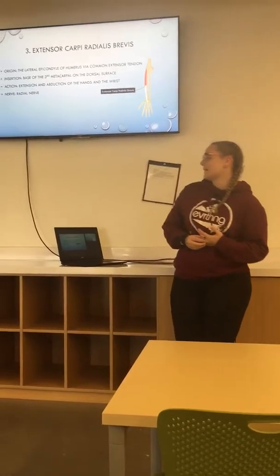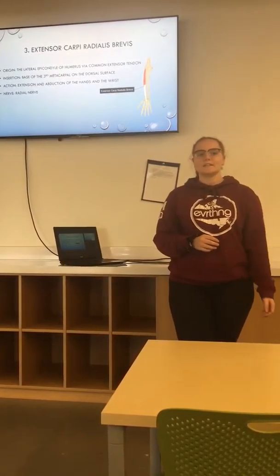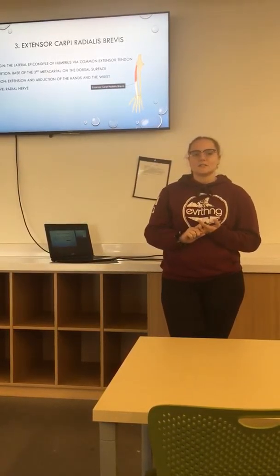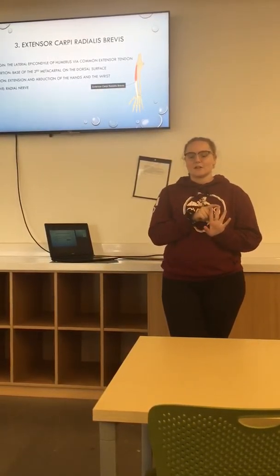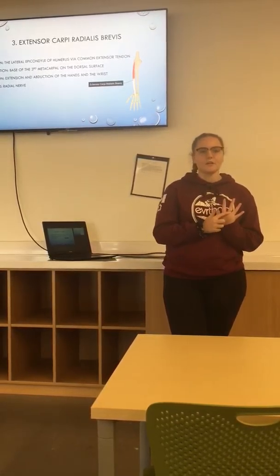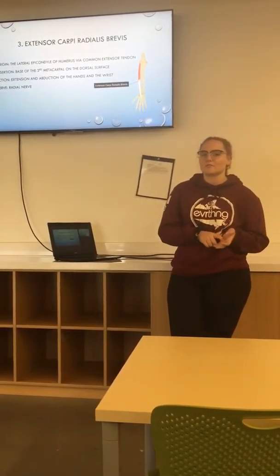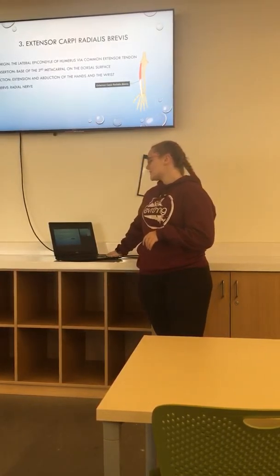Extensor carpi radialis brevis, so it's the lateral epicondyle of the humerus as well, and its insertion is the base of the third metatarsal, so it would be down through here. And its action is extension and abduction of the wrist and hand as well, and it's the radial nerve.